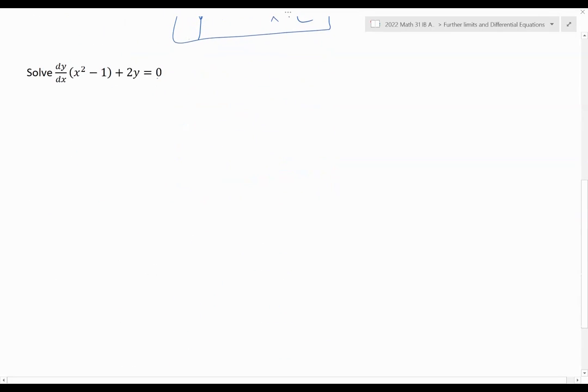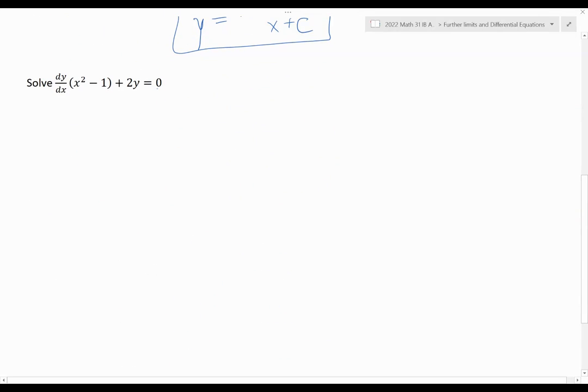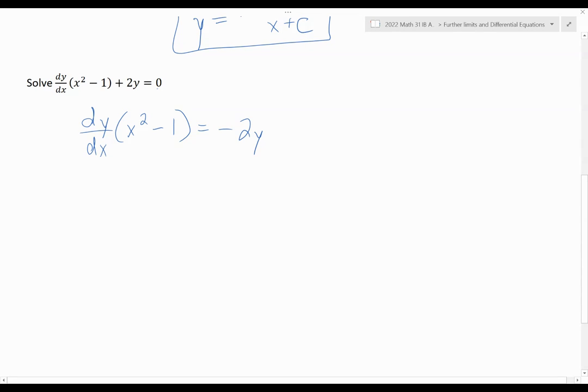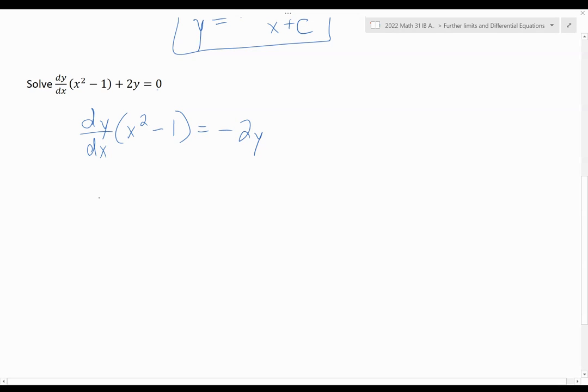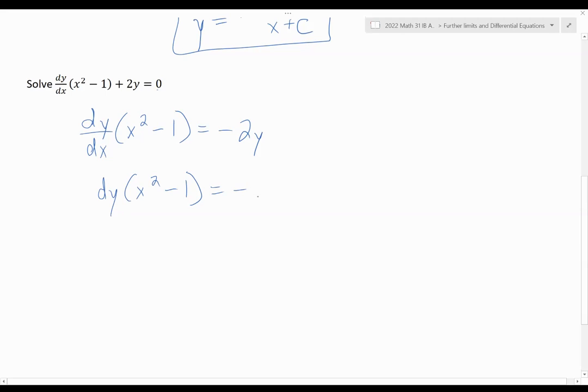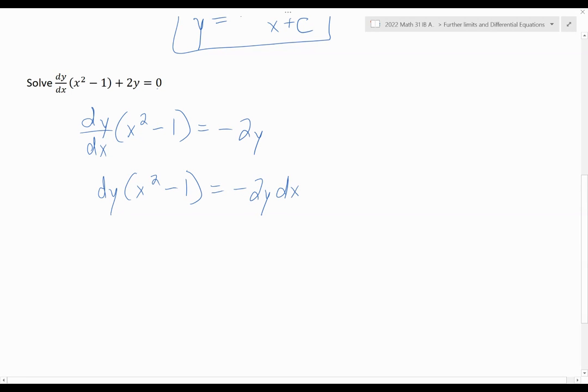In this case, we have a more complicated differential equation, but we still can separate the variables. So I would turn this initially into dy/dx times (x squared minus 1) equals negative 2y, which if I just multiply by the dx, then I've got dy times (x squared minus 1) equals negative 2y dx. This is the wrong variable expression with the wrong differential. So we divide both sides. Now I'm going to divide out x squared minus 1. I can leave the minus 2 or I can divide it out.